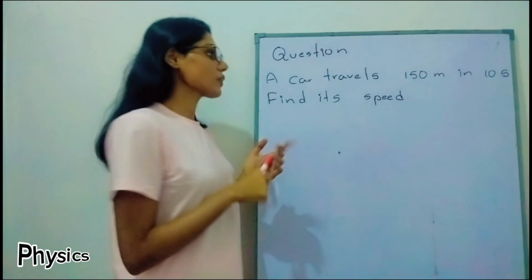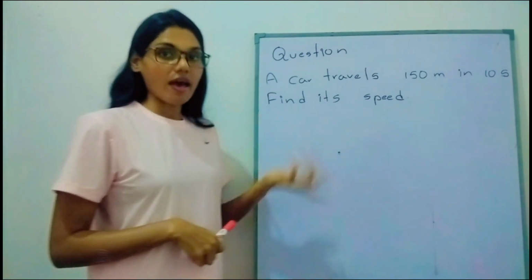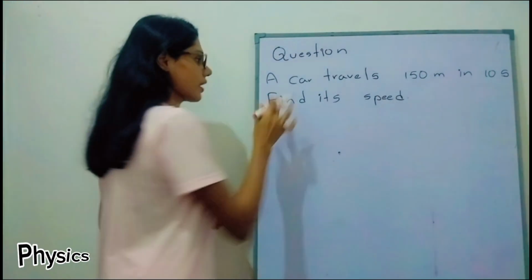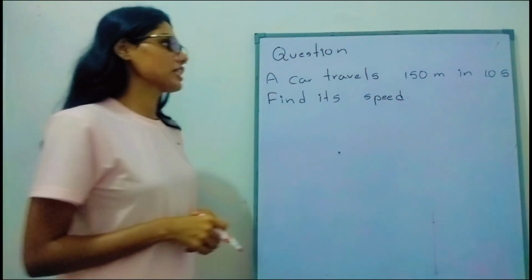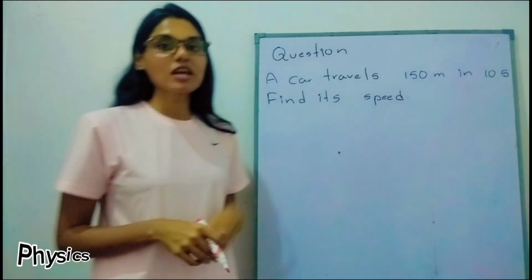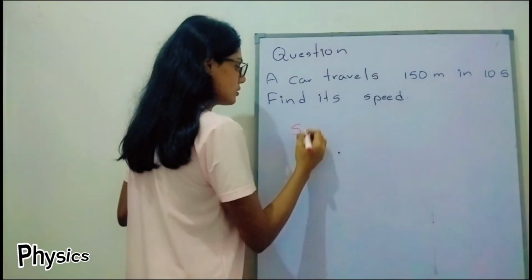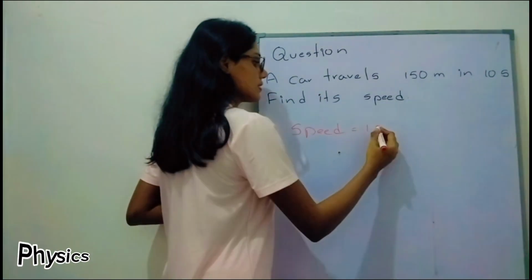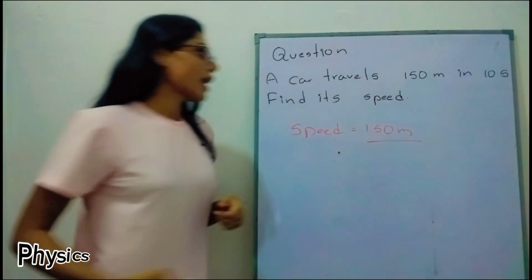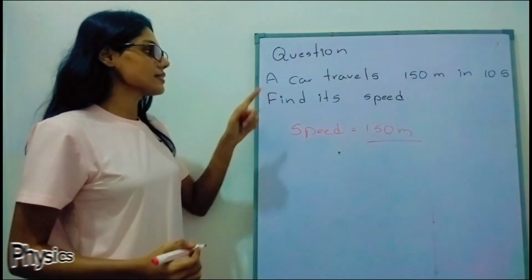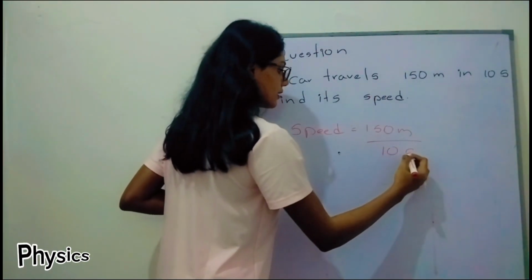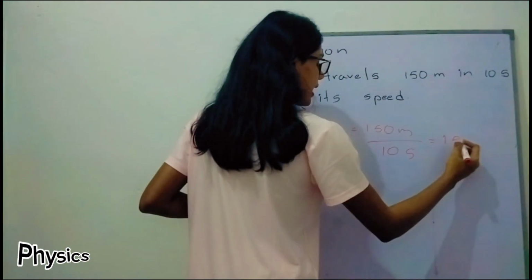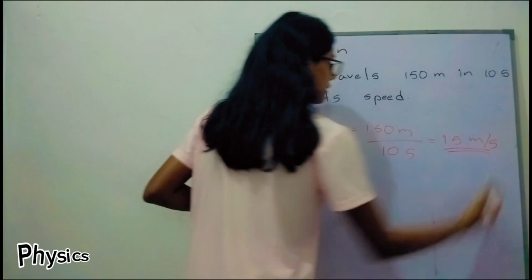Now let's solve this question to find out whether you have understood the definition and the equation. Here, a car travels 150 meters in 10 seconds. Find its speed. We learned the equation speed equals distance over time. Here the distance is 150 meters, and we need to divide this distance by its time. The time taken is 10 seconds. So finally we get the answer as 15 meters per second.